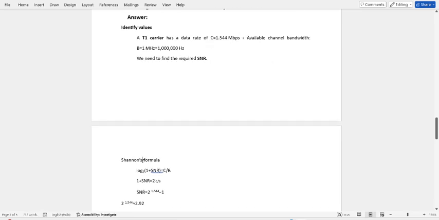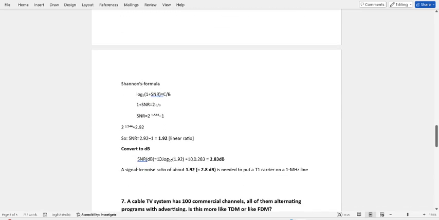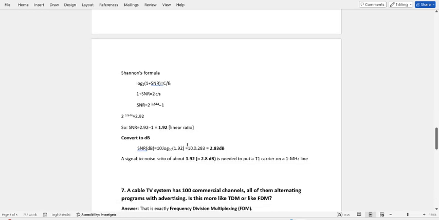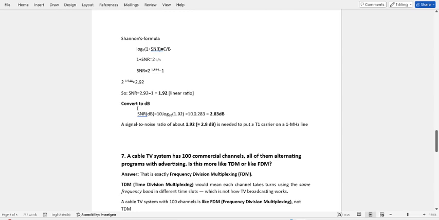So log base 2 of (1 plus SNR) is equal to C by B. We get the answer 1.92. This is in linear ratio. Now convert to dB, and we will get 2.83 dB. This is what is needed to put a T1 carrier on the 1 MHz line.